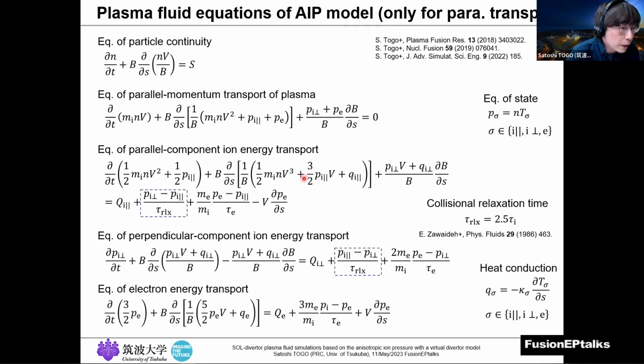And the equation of ion energy transport is divided into 2 components. One is for the parallel and the other one is for the perpendicular component. And collisional relaxation of the ion pressure anisotropy is expressed by these terms surrounded by dashed lines. And the relaxation time is given by this equation in terms of the ion Coulomb collision time. Finally, the plasma particle and heat sources are given to the right-hand side terms denoted by capital S and Q.